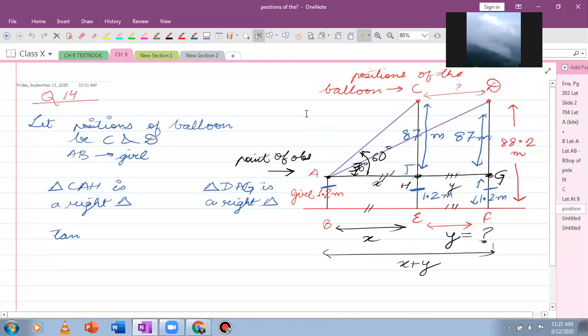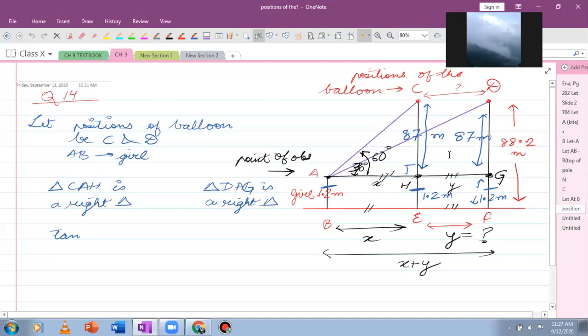And to mark the angle of elevation, you first need to draw a horizontal right through the point of observation. So we have drawn a horizontal right through point A, and then the angles of elevation have been marked. Initially it's 60 degrees, and then later on the balloon moves away, and the second position of the balloon has been shown by D, and then the angle of elevation is 30 degrees. We will be taking two triangles, triangle CAH and triangle DAH.